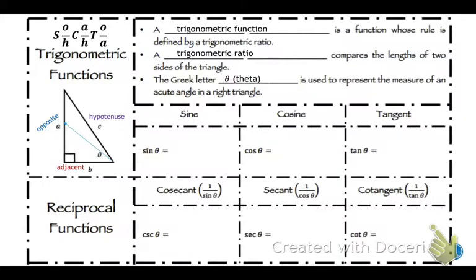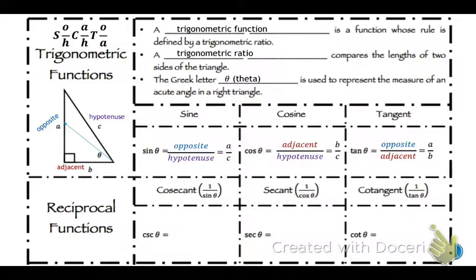So if we're going to find sine of theta, that's opposite over hypotenuse, which is A over C. If we're going to find cosine, that's adjacent over hypotenuse, which is B over C. And if we're going to find tangent, that's opposite over adjacent, which is A over B. Okay? Now we have to get to the reciprocal functions.